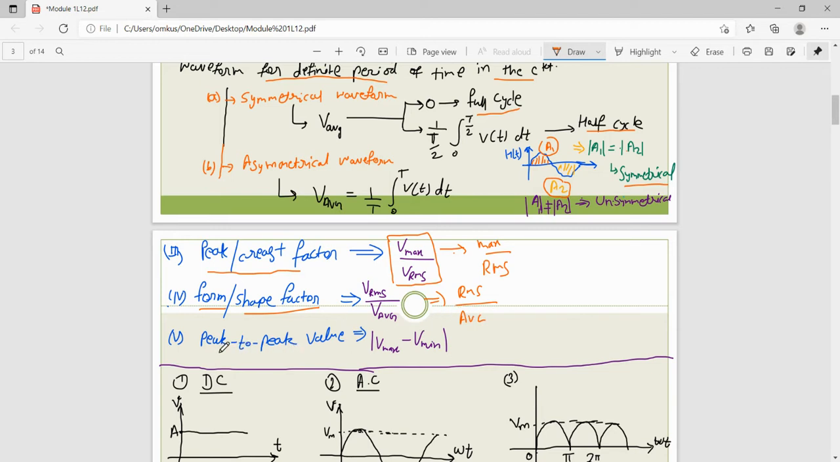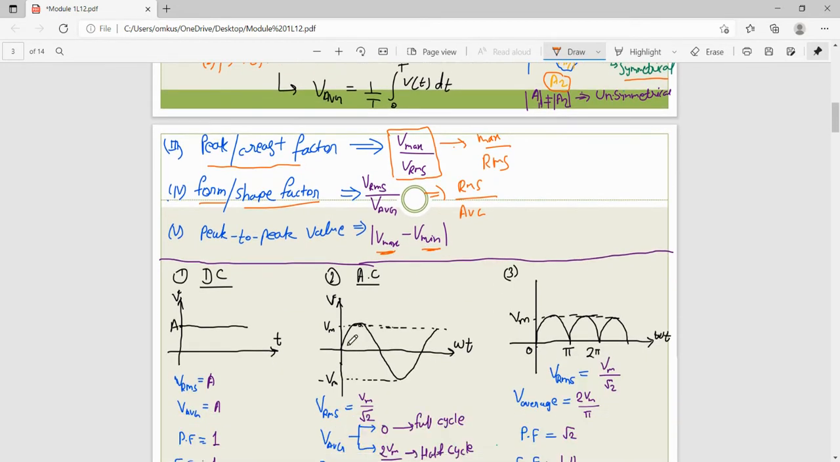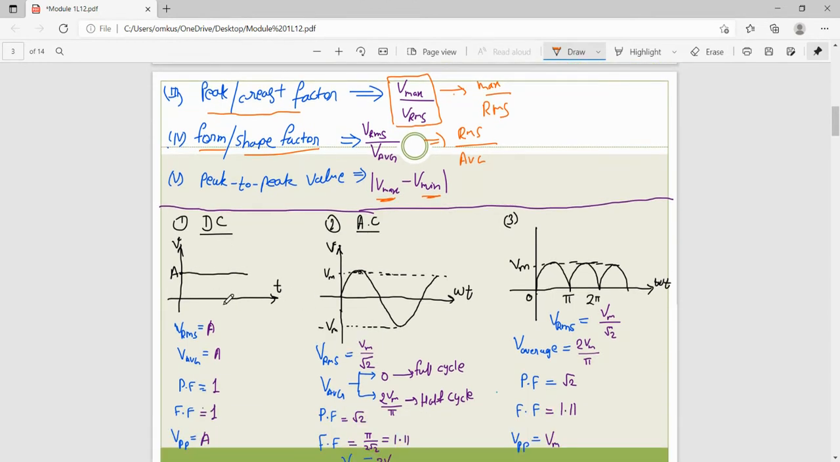Now the peak to peak factor. It is easily found as the maximum value minus the minimum value. See, there is an example. What is the peak to peak value for this waveform? The peak value Vmax is A and the minimum value of voltage is 0. So what is the peak to peak value? Vmax minus Vmin, which is A minus 0, and the magnitude is A.